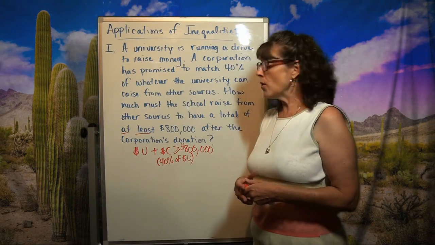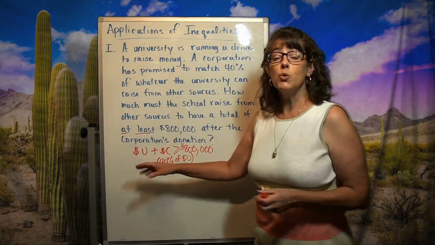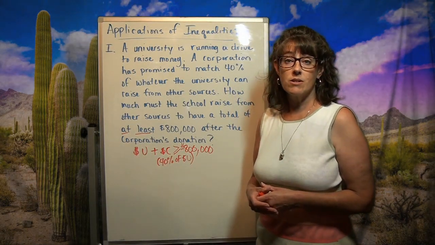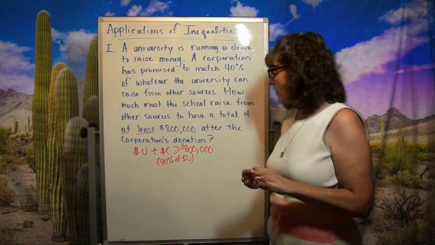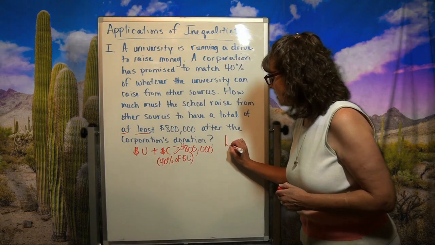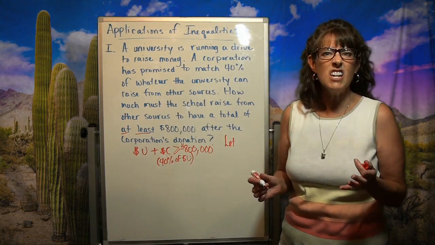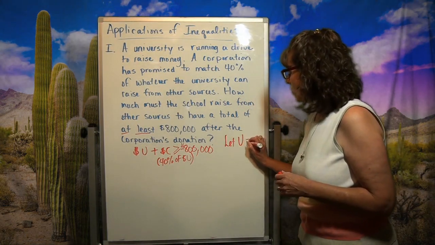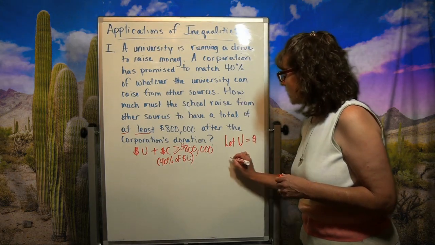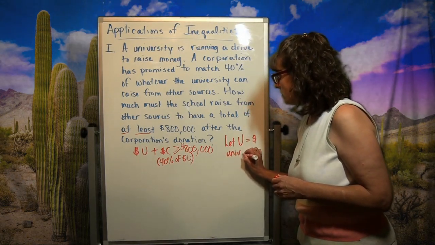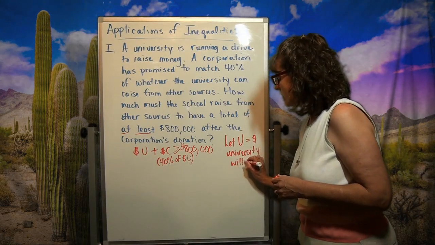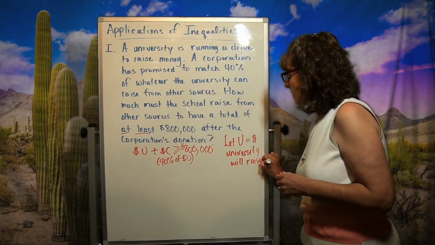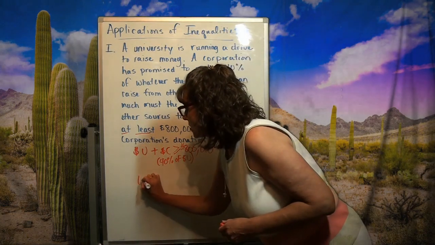We need to figure out, okay, this university money, do we know how much is being raised? No, there's our unknown. So we need to define that variable, and let's let U equal the money that the university is going to raise. Money university will raise. So, I've got the university's money here.